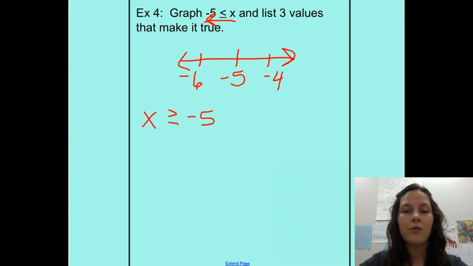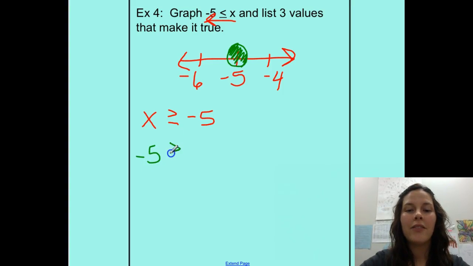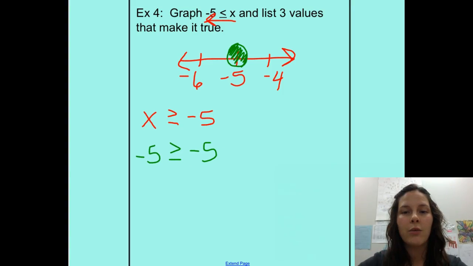Now getting this graphed, it's much easier to graph if you flip it around so that x is on the left-hand side. We have a closed circle this time. What that means is that -5 is a solution to the inequality. So if we put -5 in for x, we get a statement that is true: -5 is greater than or equal to -5. And then greater than will shade off to the right. Those are the values that are bigger than, in this case, -5.